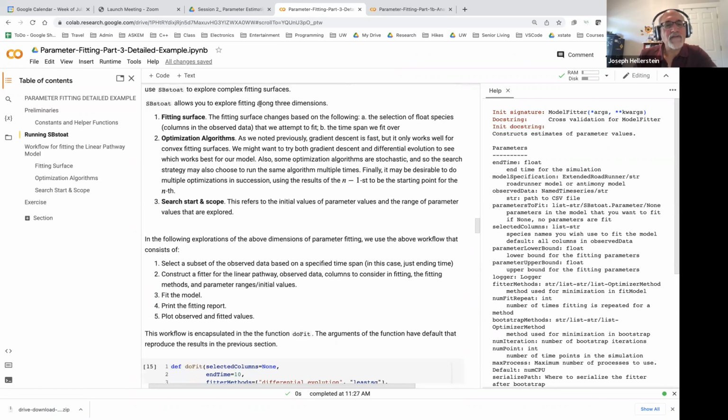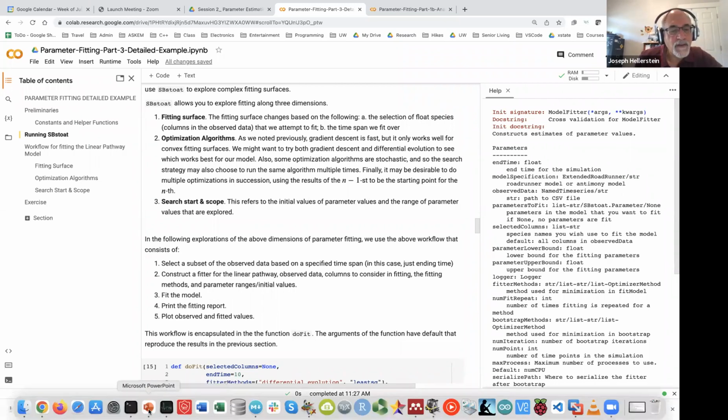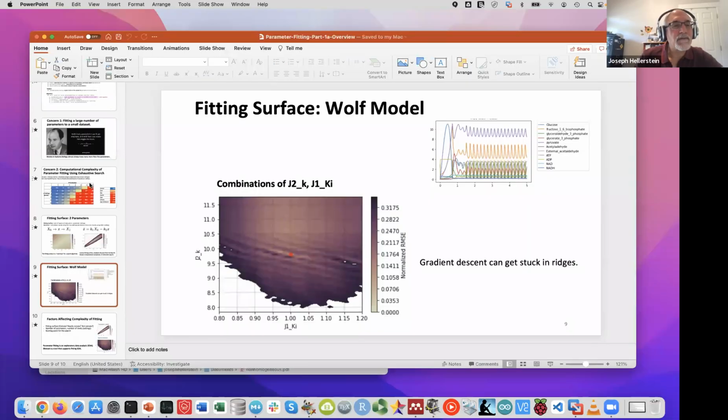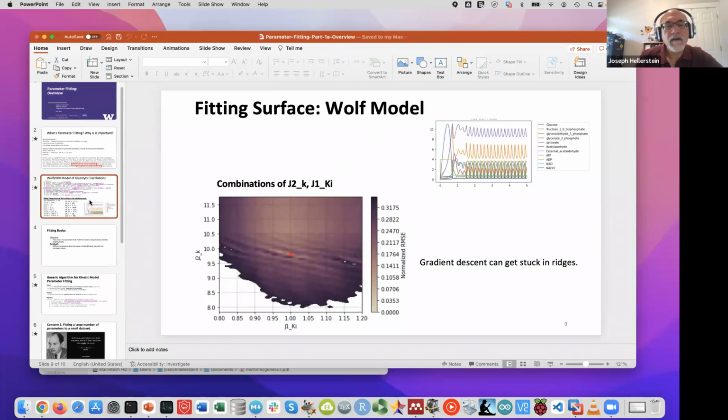Okay, so remember some of the considerations from before: the nature of the fitting surface, how the algorithm is exploring, where you're starting, and the scope of what you're searching. I think both Lucien and Herbert mentioned the starting points, but the scope of what you're searching also makes a big difference. If you look at, for example, the Jenna Wolf model, let me bring that back because that's very relevant right now. Let me go back to the beginning here where you can see the values.